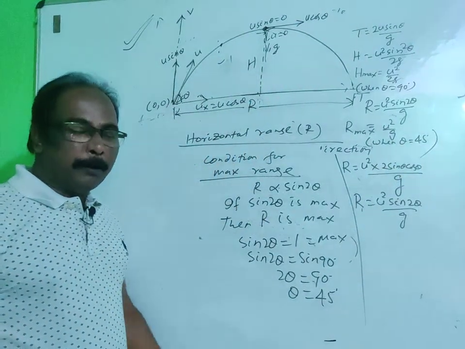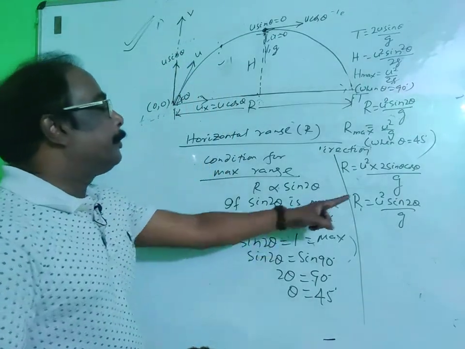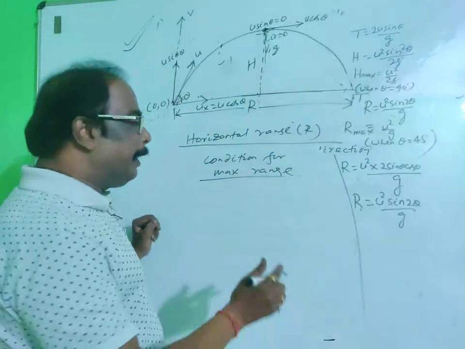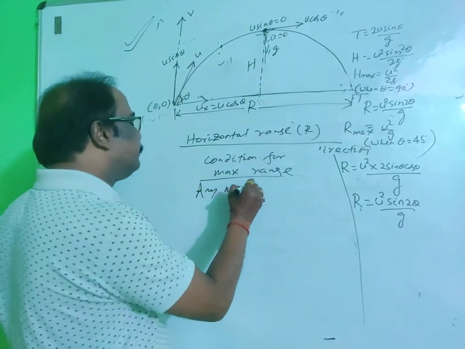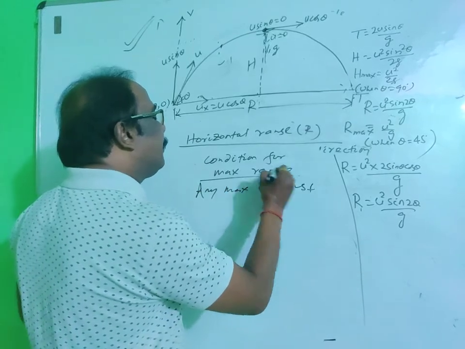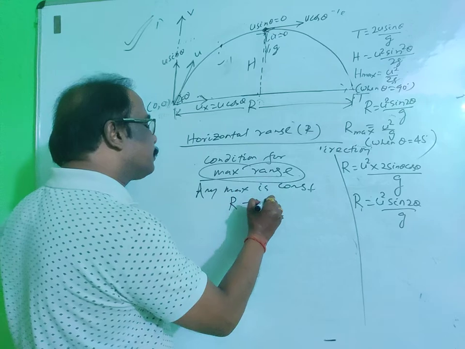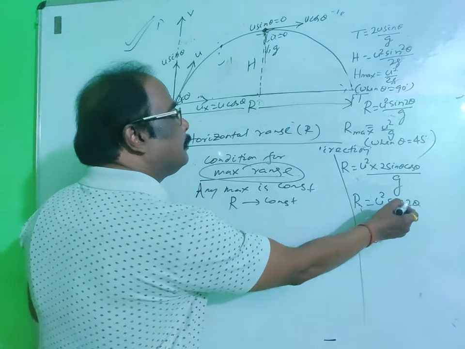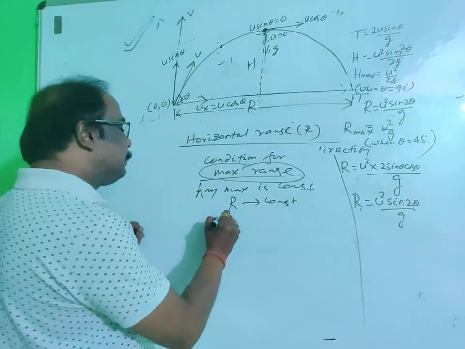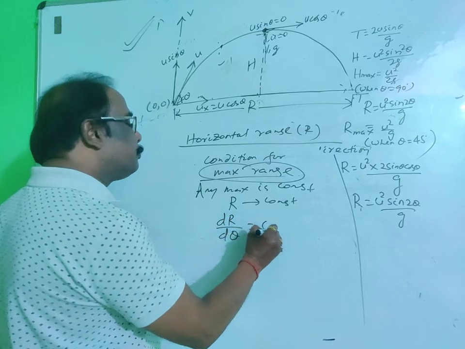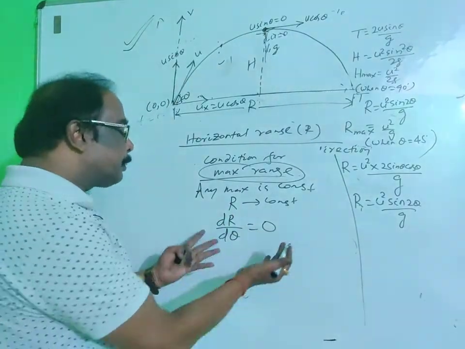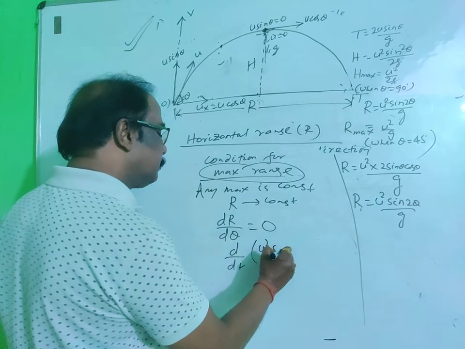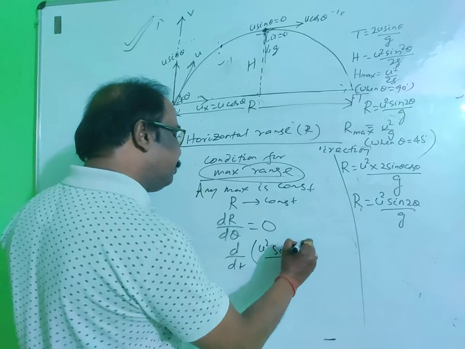Okay, this can be also done in different way. I am showing you. This is formula for range. We have got theta is equal to 45. Range is maximum. You know any maximum is constant. If range is maximum, then R is constant. And you know derivative of any constant is 0. And again we know R is directly proportional to sin 2 theta. Means dR by d theta is equal to 0, derivative of any constant is 0, thus differentiate d by d theta of u square sin 2 theta divided by g is equal to 0.